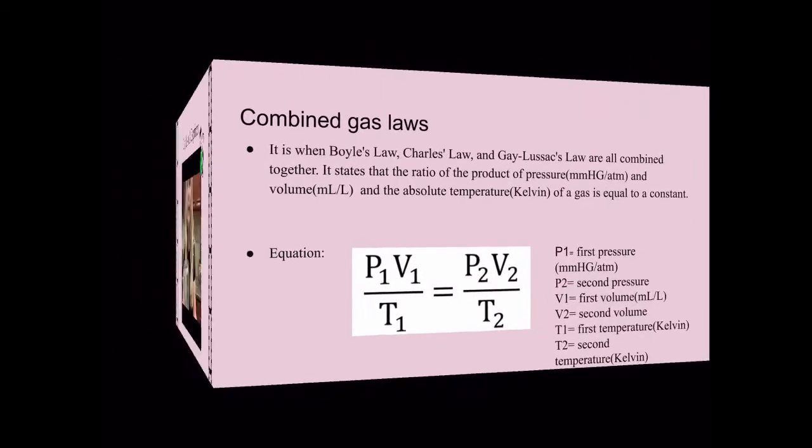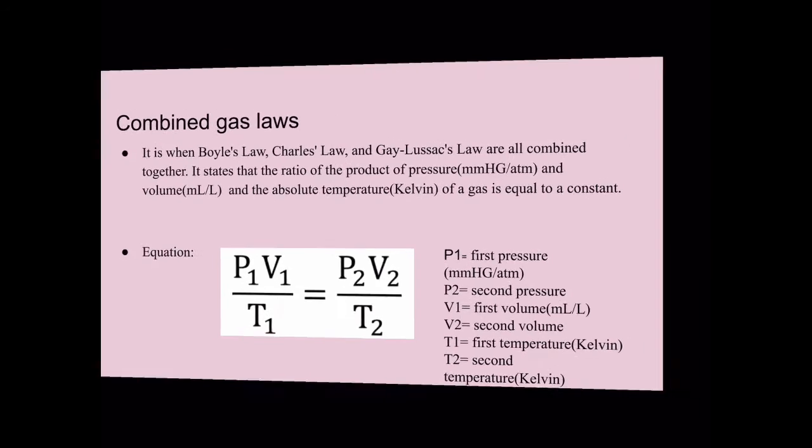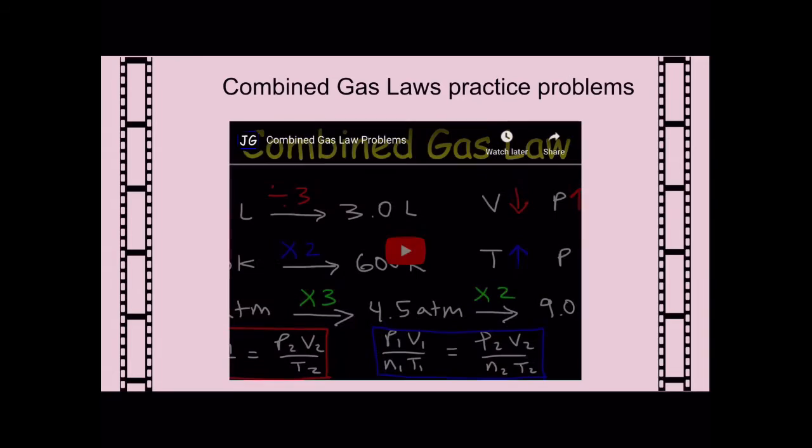The next law is the combined gas law. It states that the ratio of the product of pressure in millimeters of mercury or atmospheres and volume in milliliters or liters, and the absolute temperature in Kelvin of a gas, is equal to a constant. It combines Boyle's, Charles's, and Gay-Lussac's laws. The equation used is initial pressure times initial volume divided by the initial temperature equals final pressure times final volume divided by final temperature. Here are practice problems for combined gas laws.